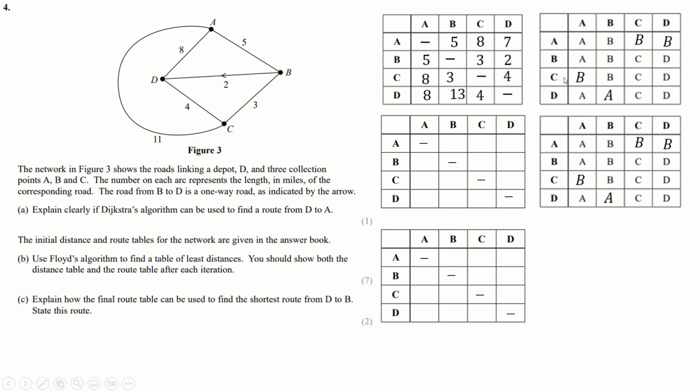This is the second iteration just done. Copy the table there, replace anything that needs replacing. I'll keep the C's the same this time. A to B is currently 5. It's not going to help if you take 8 to get to C in the first place, and likewise this, so that's going to stay the same.